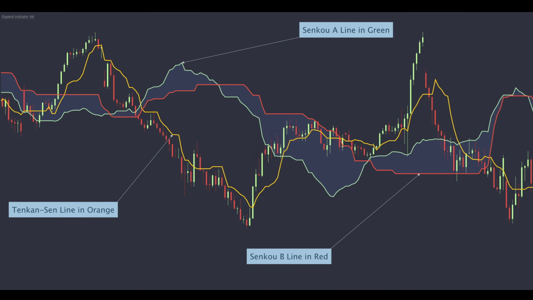In a previous video, we highlighted some common ways to utilize the Ichimoku indicator in your trading. In this video, we're going to use it in a new way. This time, we'll utilize both the Ichimoku cloud, the Senkou A and Senkou B, and the Tenkan-Sen line in order to look for an early entry for a potential trend change.